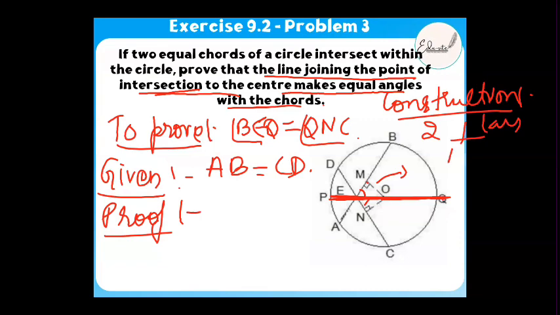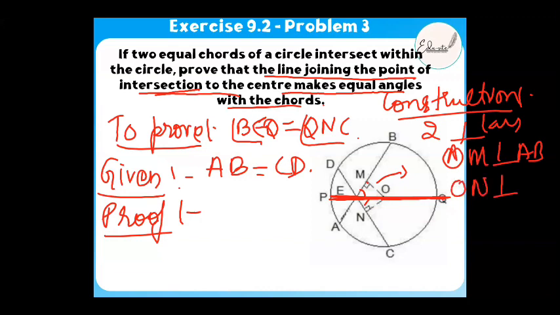Which is it, beta? OM is perpendicular to AB and ON is perpendicular to DC. So let's start with the proof. What are we going to do now? Consider the triangles. Which triangles are we going to consider? I told you it's just the congruency. Two triangles we are going to consider. Which two triangles, beta?